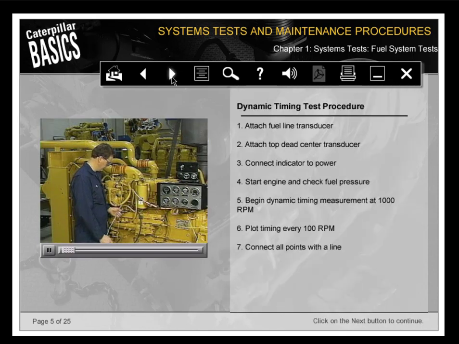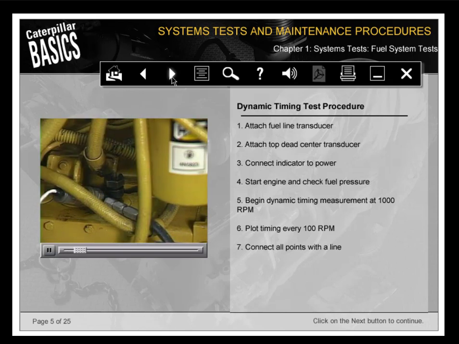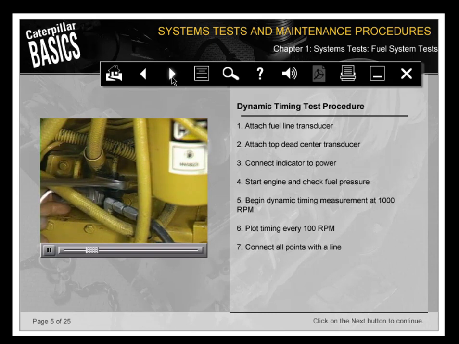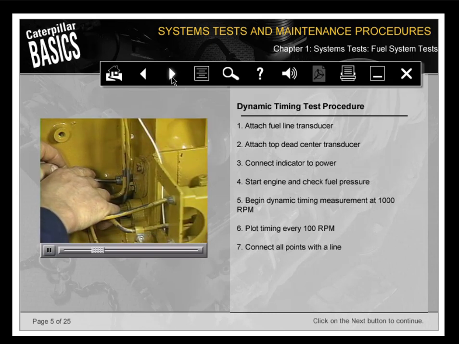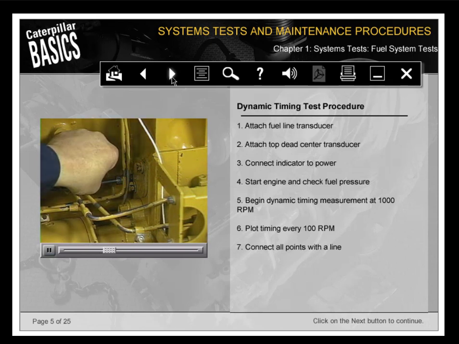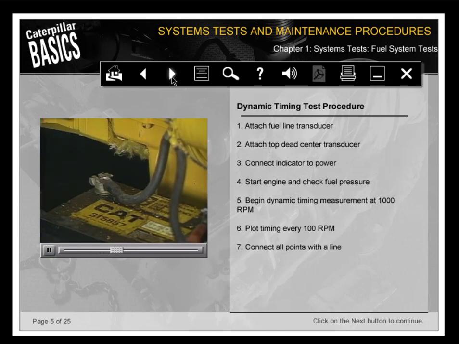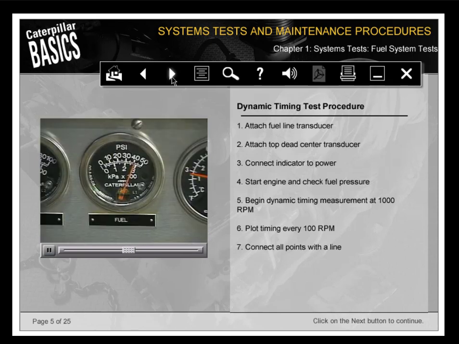To perform a dynamic timing measurement on a 3406, attach fuel line transducer to number 1 or number 6 fuel injection pump bonnet. Attach the TDC transducer to flywheel housing. Both transducers must measure the same cylinder. Connect the timing indicator to DC power source. Start the engine and check fuel pressure. Let the engine warm up to operating temperature.